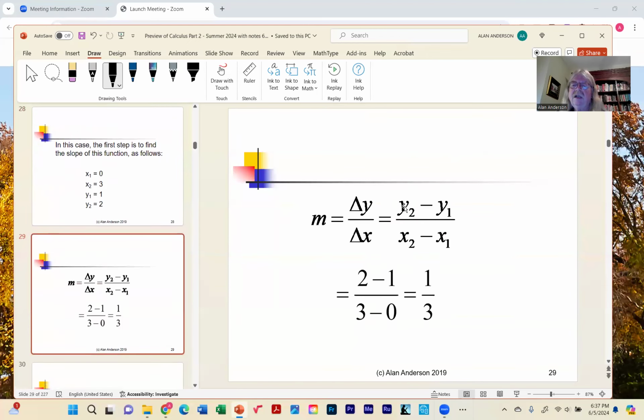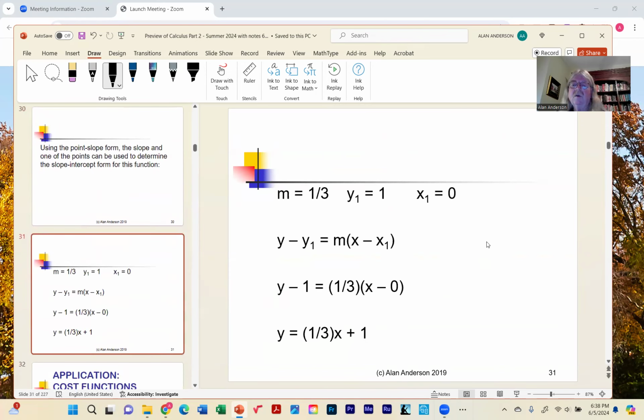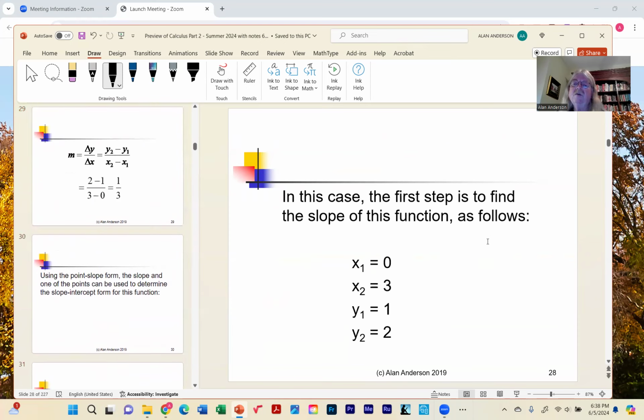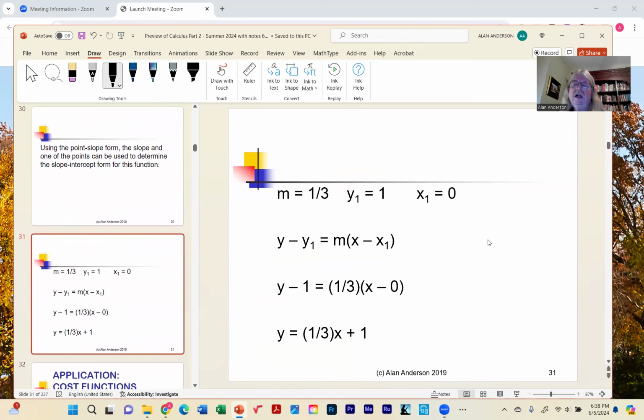Okay. And we plug these into this equation for the slope. We get a slope of 1/3. So that means now we have 2 points. We just need one of them. We can pick either one. And so this is going to lead us to the point slope form of this straight line. And you can see it's right here, just by direct substitution.